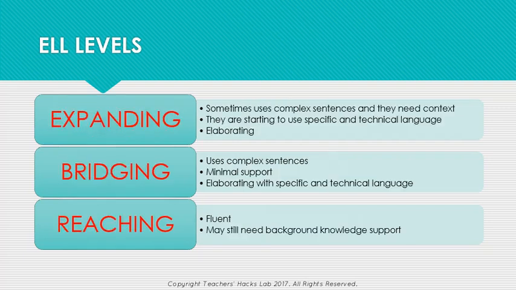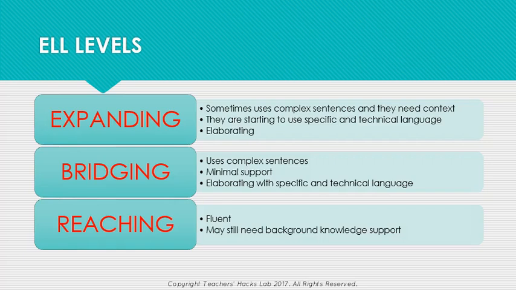Our other levels are expanding, bridging, and reaching. In expanding, these students are using complex sentences and they're able to understand quite a bit. The only thing is they need context. They're starting to use specific and technical language. Specific language is just more precise. Technical language is academic. Our key word here is elaborating. These students need to be able to elaborate about a topic.